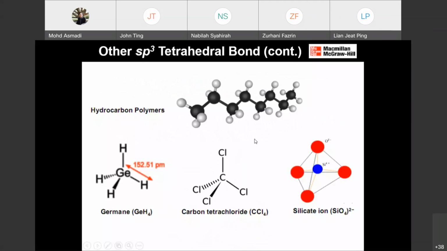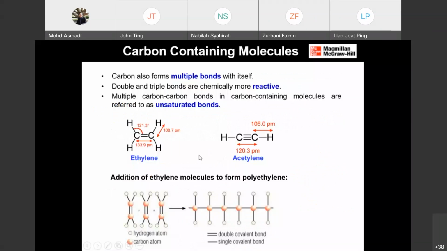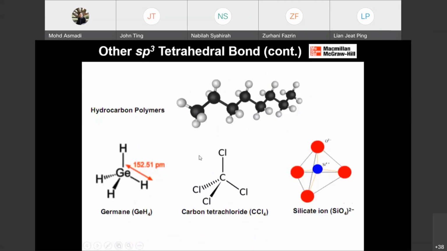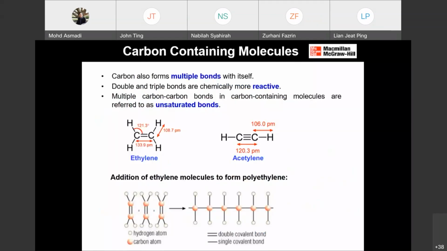Okay, so other examples are hydrocarbon polymer, germane, carbon tetrachloride. What else? Silicate ion. Okay, I want to share something. Actually, we can measure or predict geometry by using valence shell electron pair repulsion. Okay, so let me check. Let me share this one.